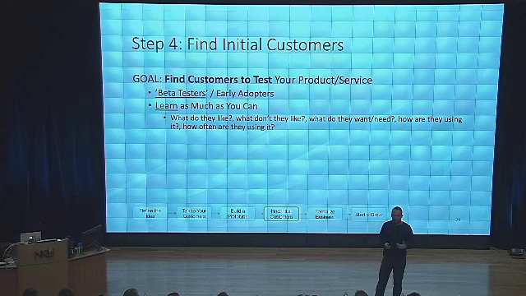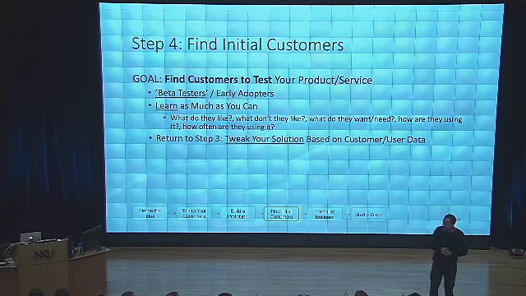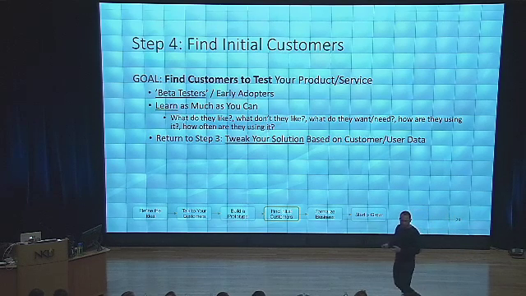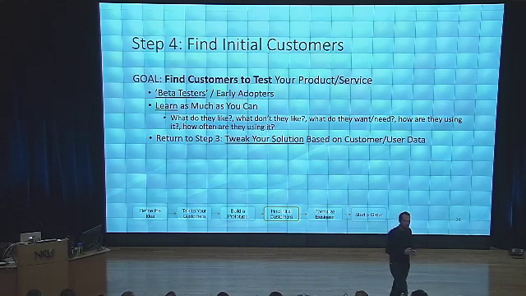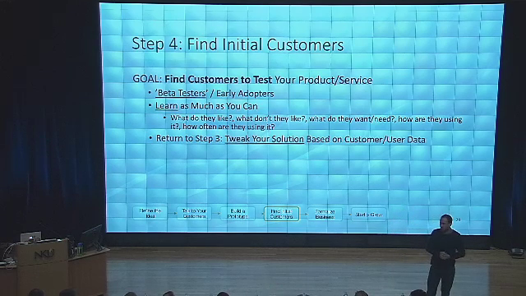That's how you learn. And then once you learn all that, you do it all over again. You tweak that solution, and you do it again. You go back to step 3. You keep rebuilding. It's an iterative approach. You're never going to build the right thing the first time.